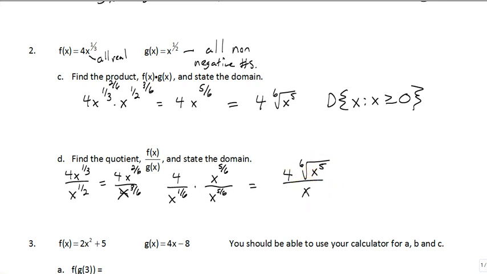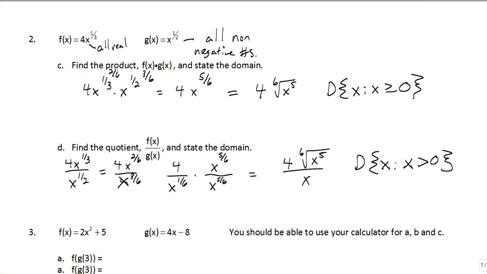So look at my domain here. It's almost the same thing as the first part. The first part is the domain cannot be anything that's negative. So that's true for up here. But because this is x on the bottom, there's one more little part. We can't have a 0 on the bottom. So x has to be bigger than 0. It cannot equal 0 in this case. So the difference between this and this is we can't have a 0 on the bottom of the fraction.